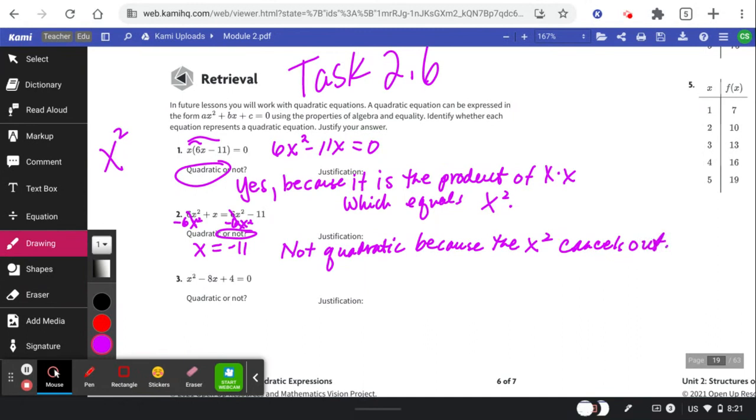How about the last one? You got it. Yes, it's quadratic because it has an x squared.